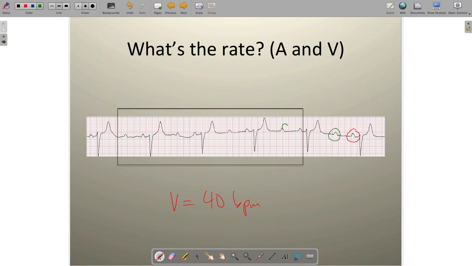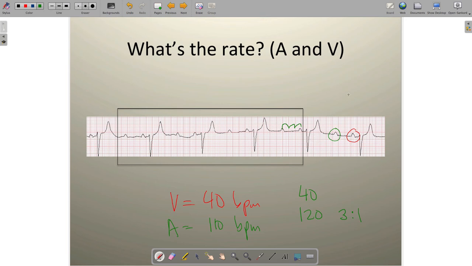I'm going to say 300, 150, 100. So my P wave rate is just over 100. I'm going to call it 110 beats per minute. I'm going to say that the atria are 110 beats per minute. The ventricles are 40 beats per minute. And in fact, if we were to calculate this very precisely, which we could do with the 1500 method, we'd find that the ventricles are right around 40 beats and that the atria are right around 120 beats, meaning that we have a 3-to-1 relationship between the atrial activity and the ventricular activity.